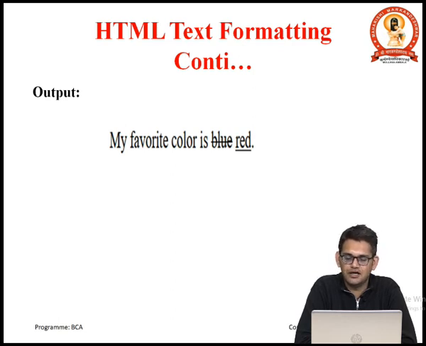So, the blue word is cut, you can see cut by a single line, and the red word is the added one, followed by a baseline, it is an underline. So, it means that the blue word we have deleted and the red word we have added. So, in this way the output will look like.